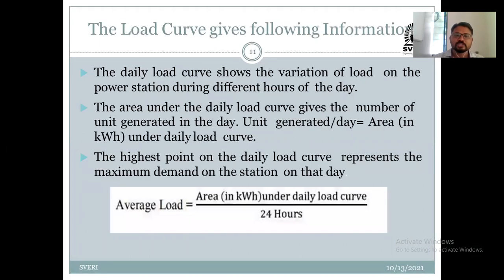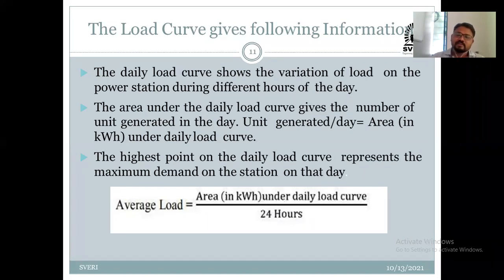Then we have seen what information the load curve gives us. The first information given by the load curve is how our load varies for the different intervals on that particular day. Then the area under the load curve gives us the number of units generated per day by that particular station, and the highest point on this load curve represents the maximum demand on that station on that day.